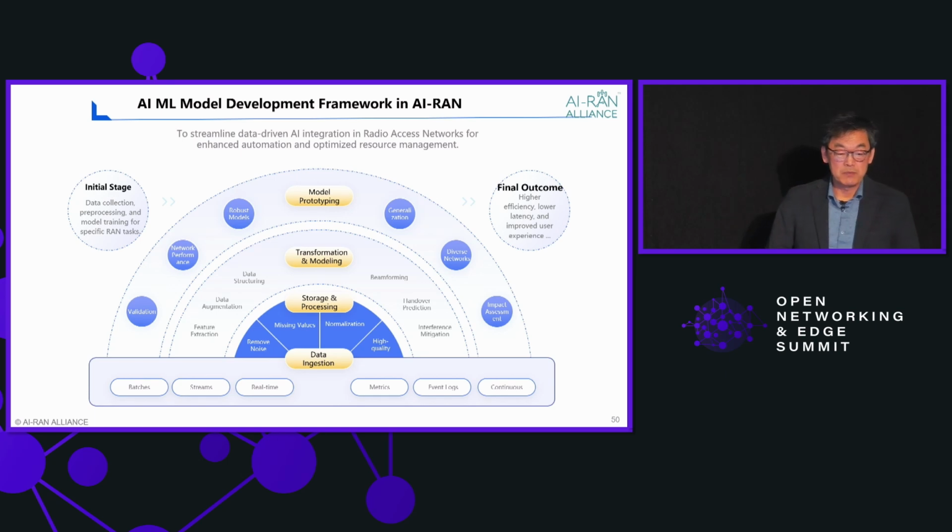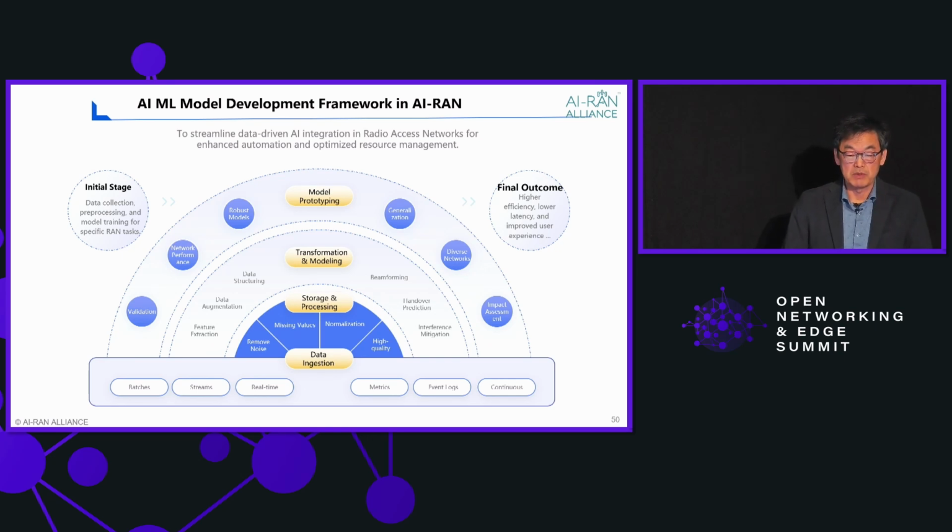One layer above, we have transformation and modeling. Data transformation includes feature extraction, data augmentation, and structuring the data into meaningful formats. AI-RAN models must be optimized for RAN domain-specific tasks, such as beamforming, handover prediction, interference mitigation, and network automation, etc. And on top, we have model prototyping, just before deployment.